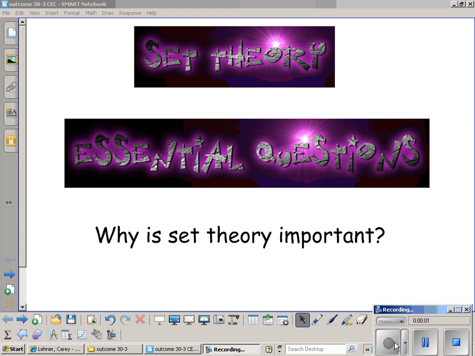The outcome that we are going to look at is set theory. The essential question for this outcome is why is set theory important? And as we go through the lesson for this outcome, hopefully you will see why it is important to have set theory.